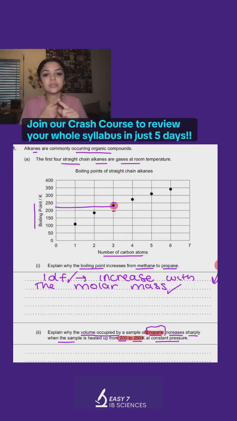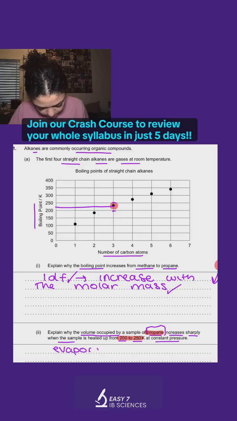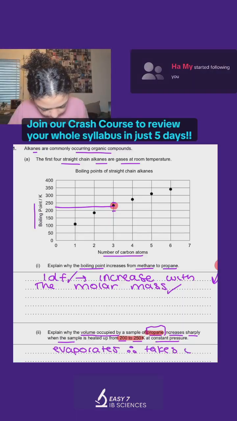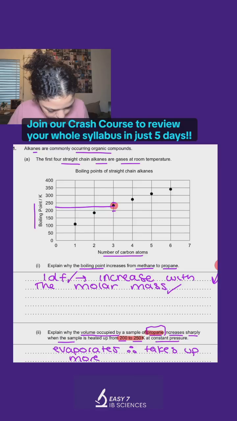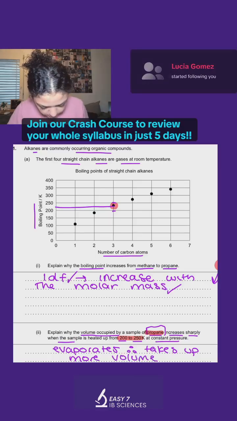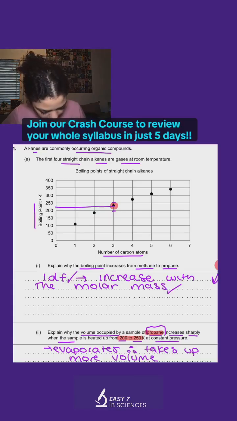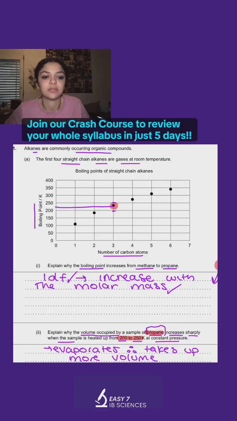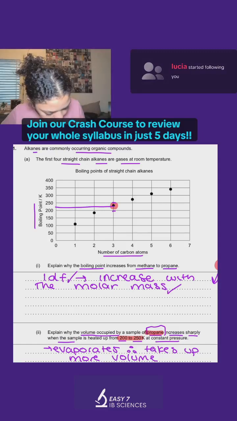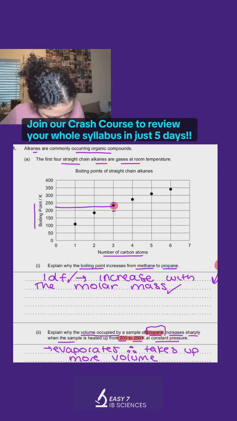So the reason, number one, that you can get a mark to get this answer, you can say that it evaporates. Therefore, it takes up more volume. That's one of the marks. Now, what is a second mark you can say? You can say because it's a gas. What does it mean that something is evaporating? You just say it's a gas. Therefore, it's taking up more space than a liquid would.